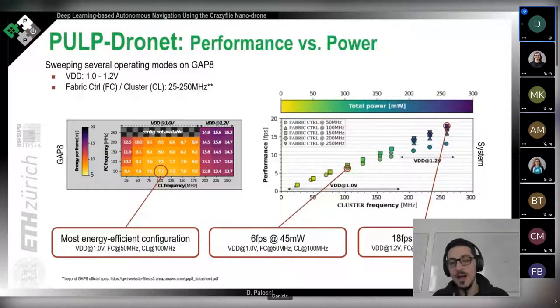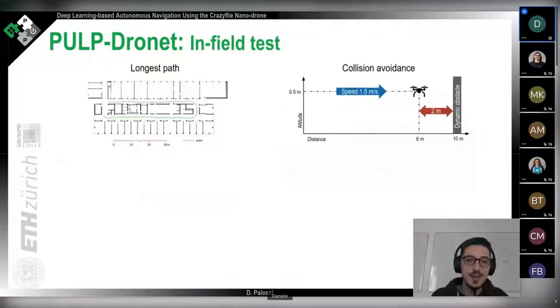Then, pushing to the maximum the frequencies of both fabric controller and cluster, we achieved 18 frames per second within 272 milliwatts. That is quite a lot, but still compatible with the small drone we used.